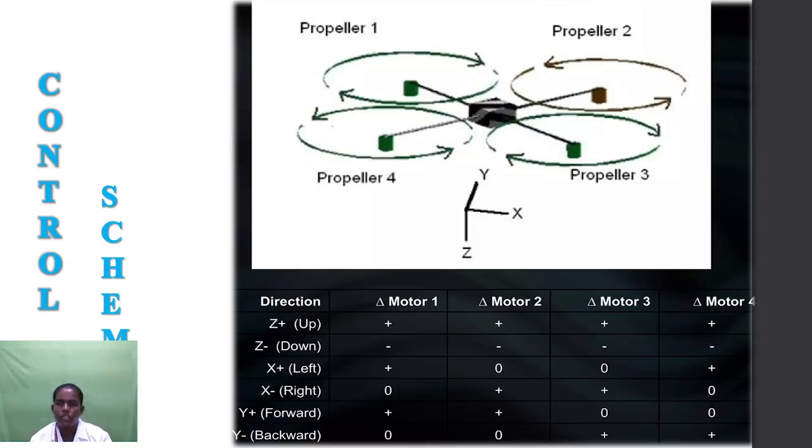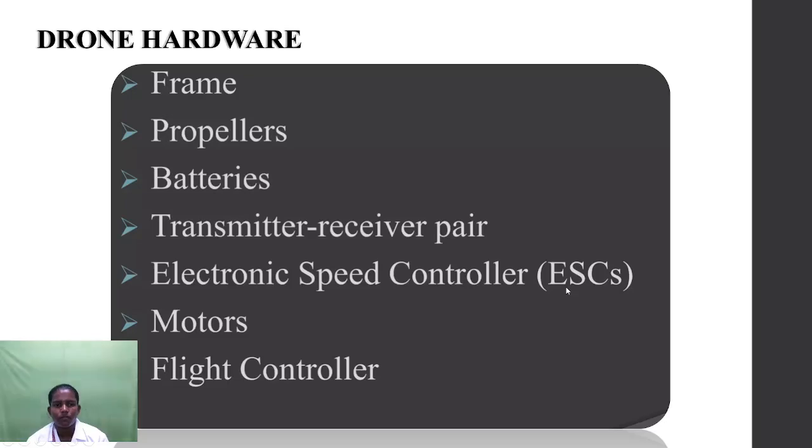Motor power release. It will move in the forward direction, right side direction. We are controlling the propeller and motors for direction, stability and controls. And drone hardware means frame, propeller, batteries. I explained the frame. If we use heavy types of materials, the frame will be overweight.